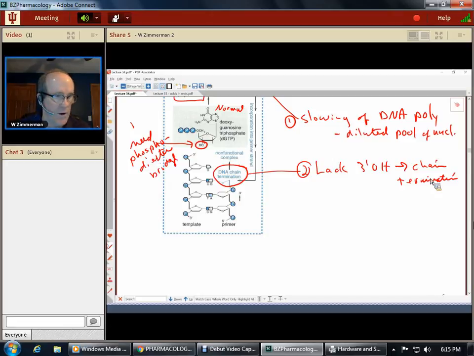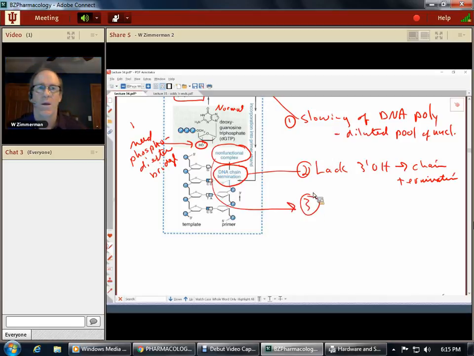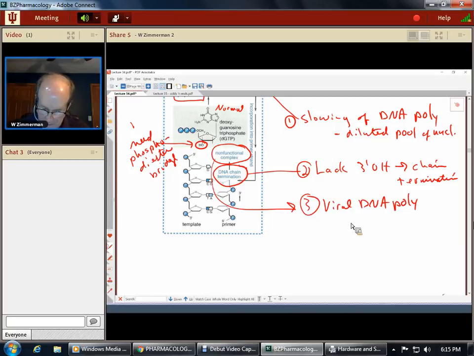One other little wrinkle that occurs, though, and that is that we get this non-functional complex. Maybe I'll draw this down here. Number 3. The acyclovir will tie up. Once it's put in there, the acyclovir will freeze the enzyme. So that viral DNA polymerase is, let's say it's locked up, it's frozen. The idea, though, is it's no longer active.